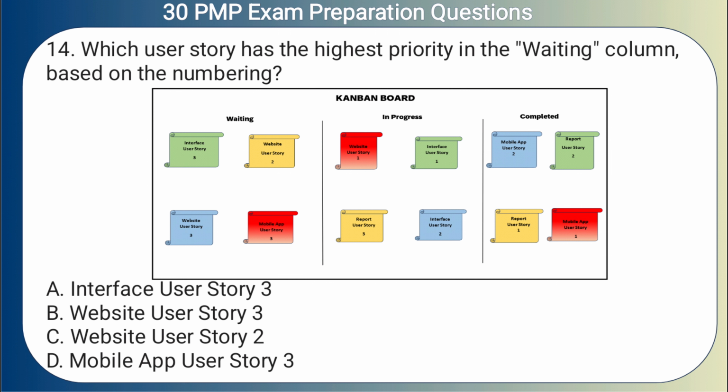14. Which user story has the highest priority in the waiting column based on the numbering? A. Interface User Story 3. B. Website User Story 3. C. Website User Story 2. D. Mobile App User Story 3.